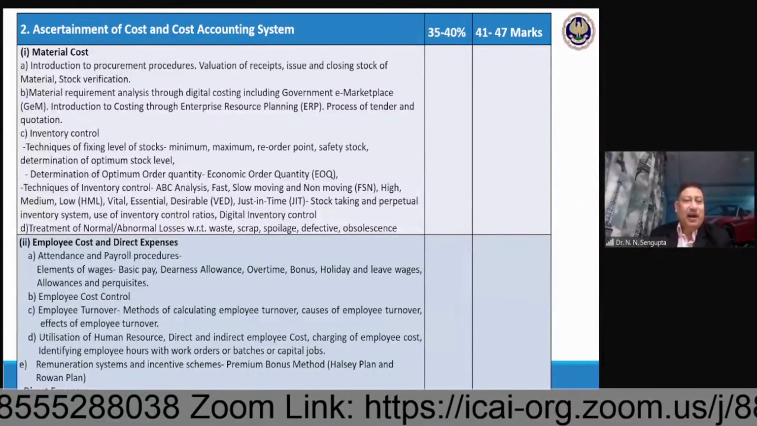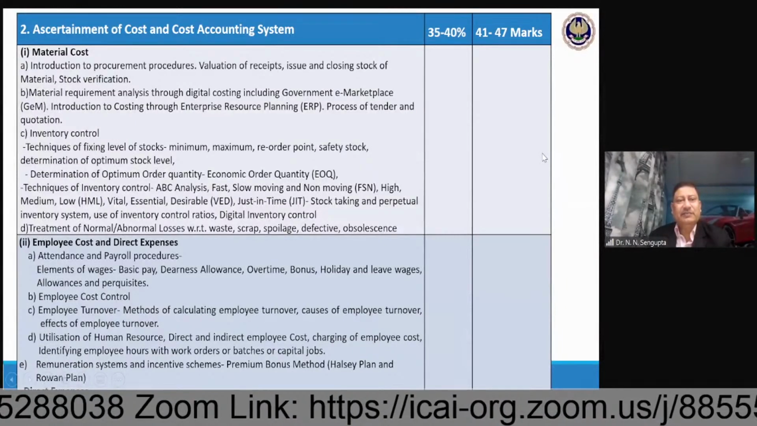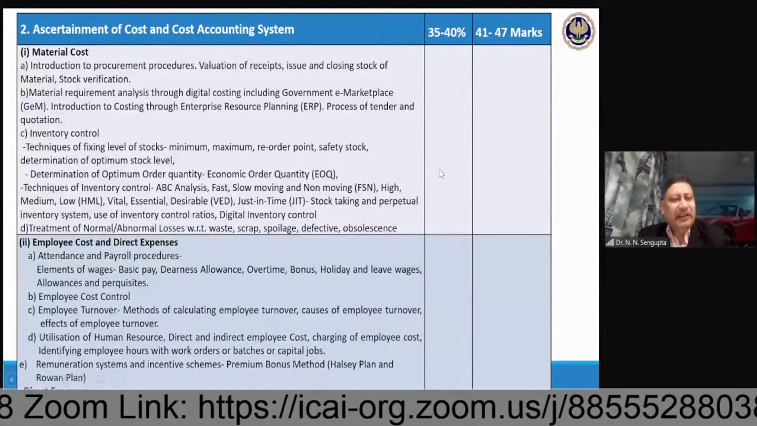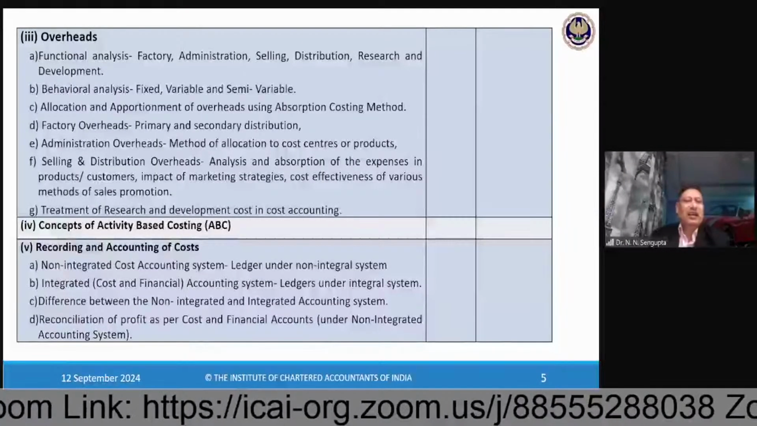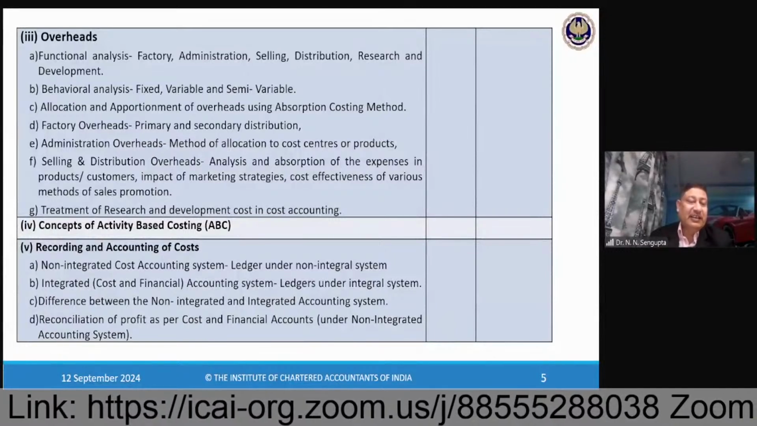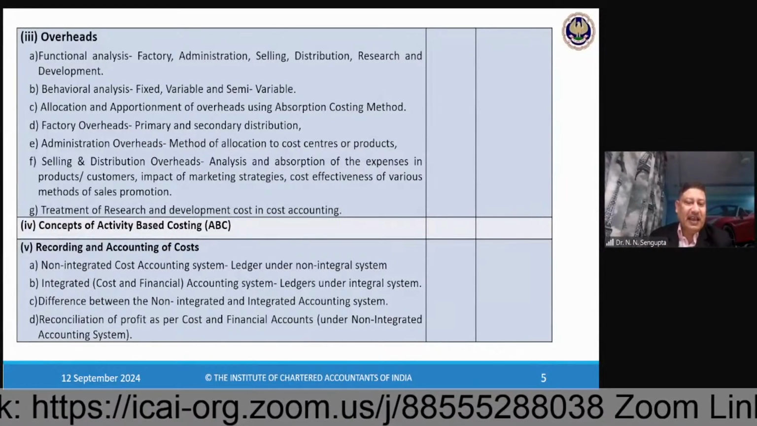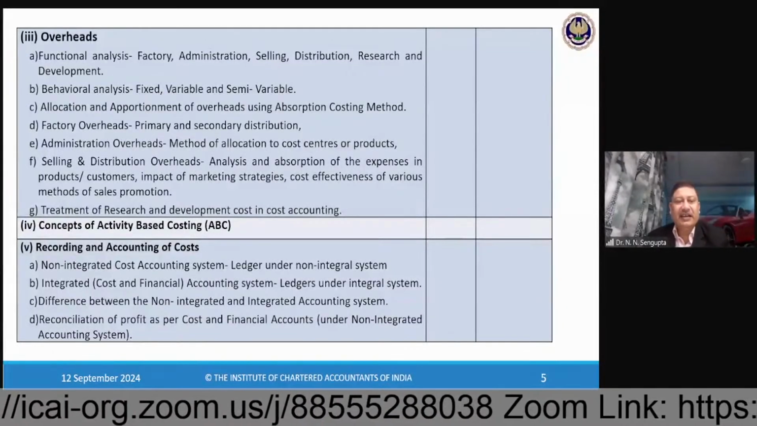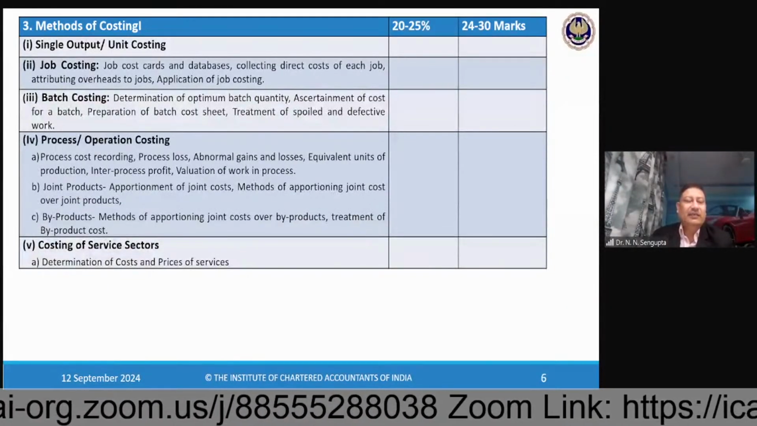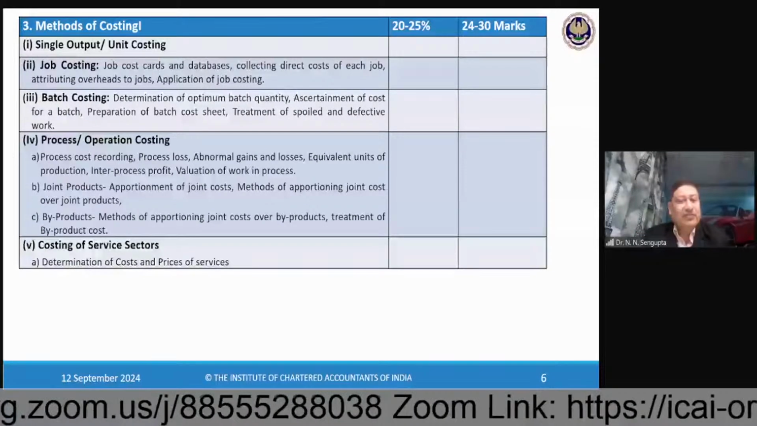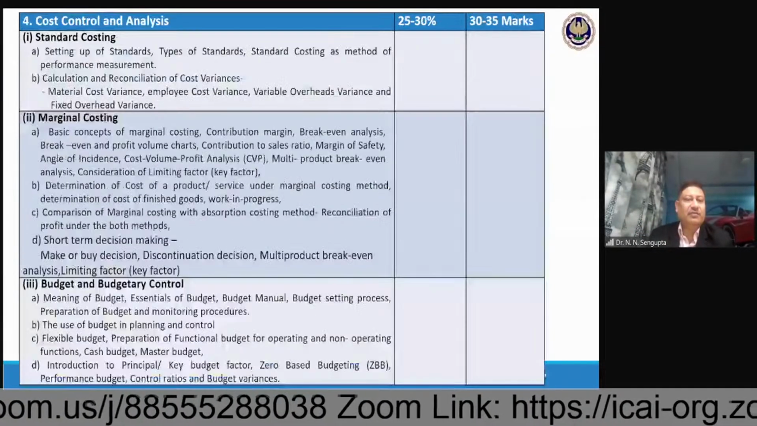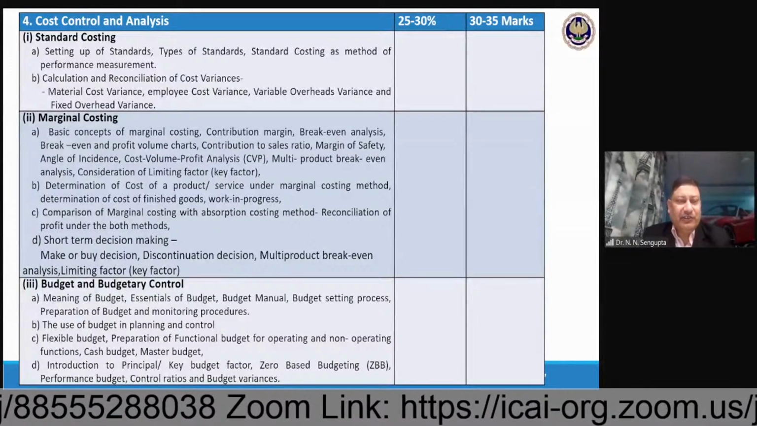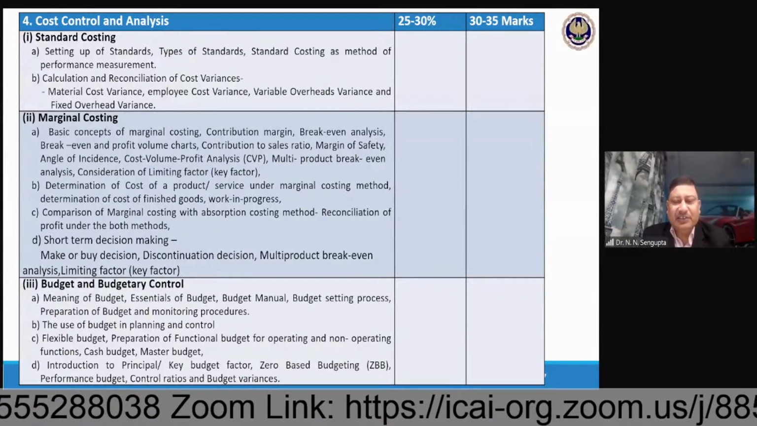Then the second part, the assessment part, which is very, very important, where material cost is there, employee cost is there. Employee cost, which earlier was basically known as labor, then overhead, ABC, and recording and accounting of cost, which is the non-integrated and integrated accounting system. Then different methods of costing: job costing, batch costing, process costing, and costing of service sector. And the last part, which is very important, for decision making: standard costing, marginal costing, and budgetary control.